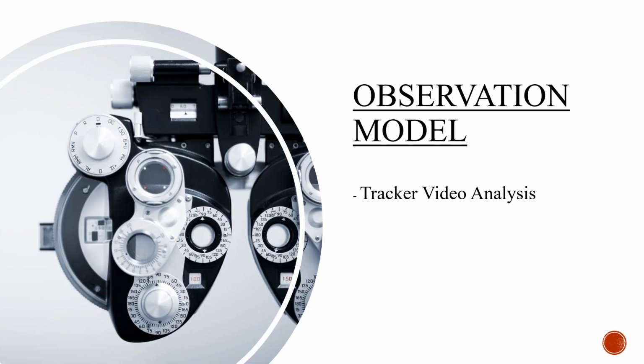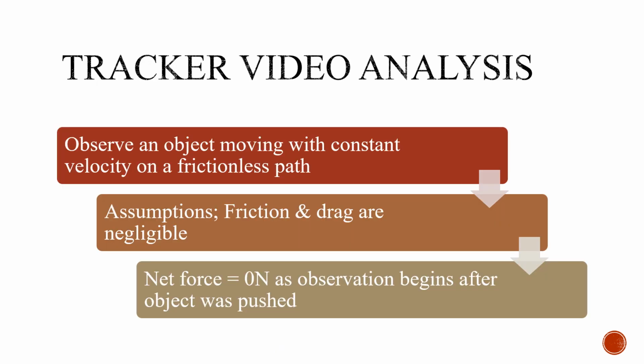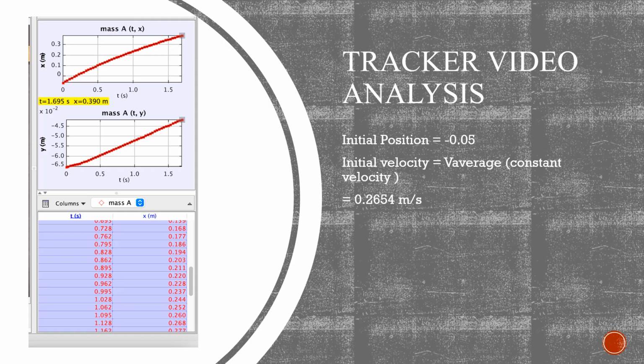For my observation model, I used the Tracker video analysis website, which I was able to insert a video of my experiment, which was a mass sliding across a straight line with a constant velocity. From this, I was able to observe the object moving with this constant velocity, and the path that we used was frictionless. So we had to assume that friction was negligible and that the drag force was also negligible. This would mean that the net force was zero once the object was pushed.